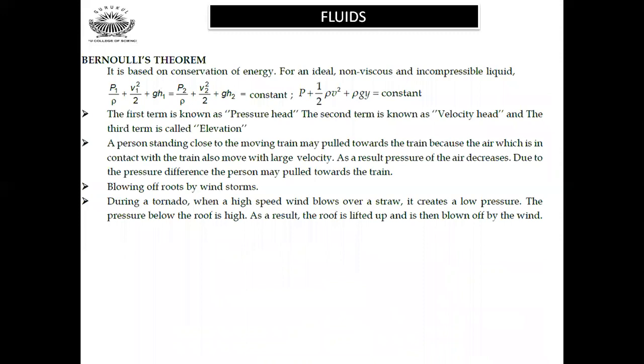Now here, a person standing close to a moving train may be pulled towards the train because the air which is in contact with the train also moves with large velocity. As a result, the pressure of the air decreases. Due to the pressure difference, the person may be pulled towards the train.